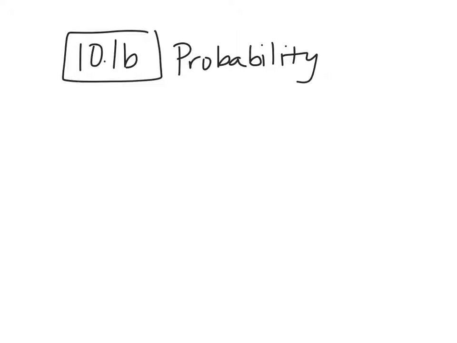We learned how to find the probability. It's the number of outcomes in an event over the number of outcomes in the sample space. And so let's go ahead and try a problem now, okay? And it's about chocolate. So, number 1.